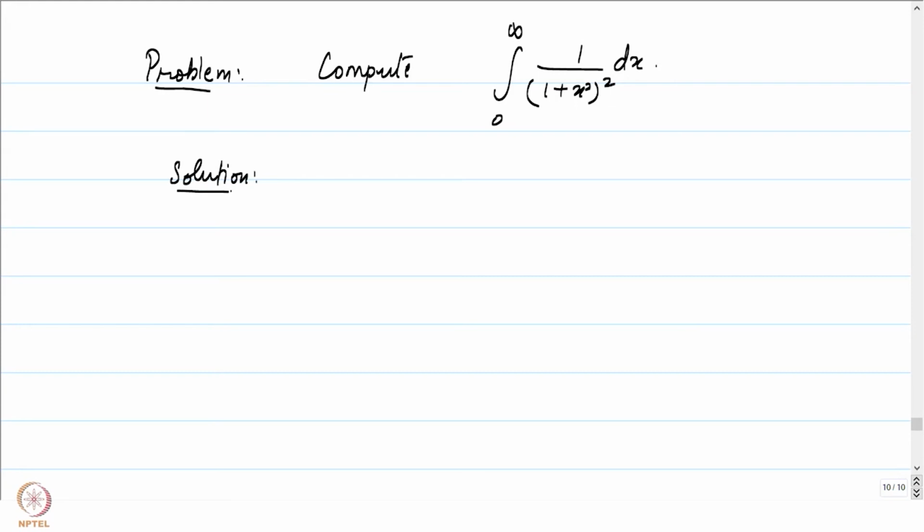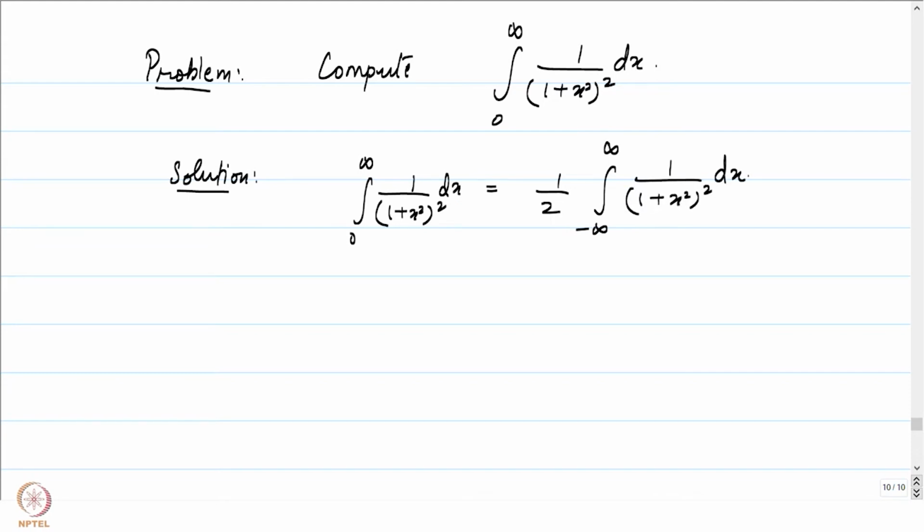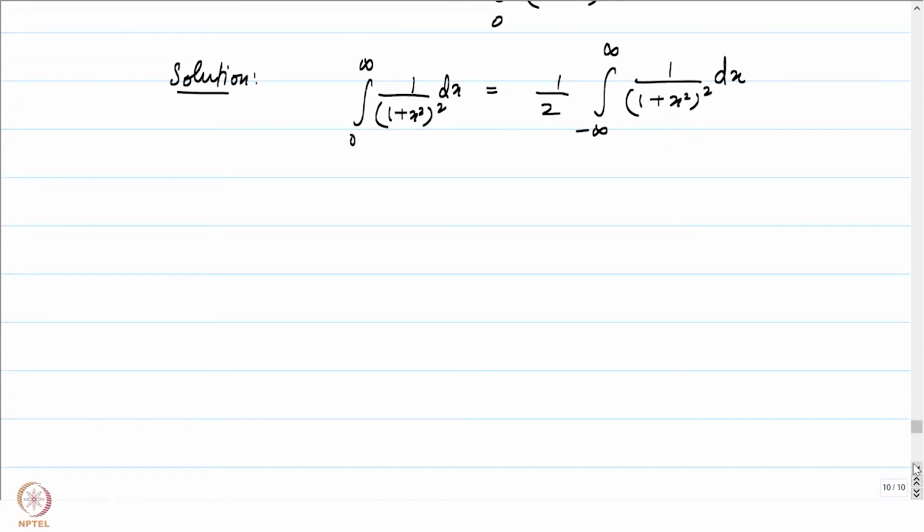As is to be expected, the integral from 0 to infinity of 1 by (1 plus x square) the whole square dx is equal to half times the integral from minus infinity to infinity of 1 by (1 plus x square) the whole square dx. Being an even function, this certainly holds, and this now is the limit as r goes to infinity of half the integral from minus r to r of 1 by (1 plus x square) the whole square dx.